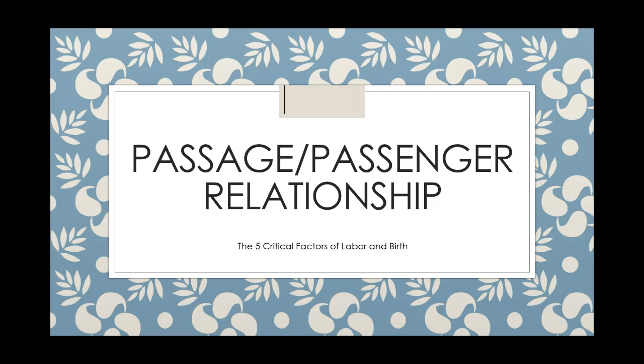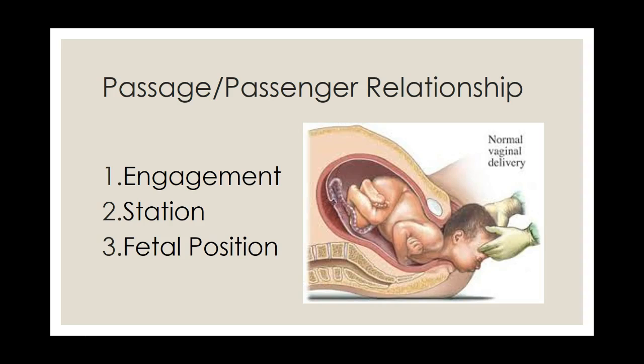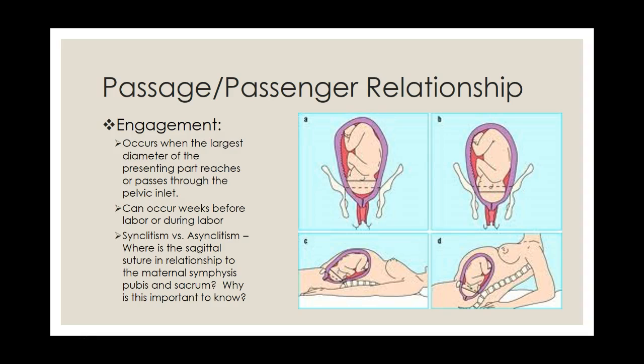Okay, so we've talked about the passage and we've talked about the passenger. So now we've got to talk about the relationship between these two. And we have three focuses whenever we talk about the passage-passenger relationship. We talk about engagement, station, and fetal position. Engagement occurs when the largest diameter of the presenting part reaches or passes through the pelvic inlet. This can occur weeks before labor, or it can occur during labor.